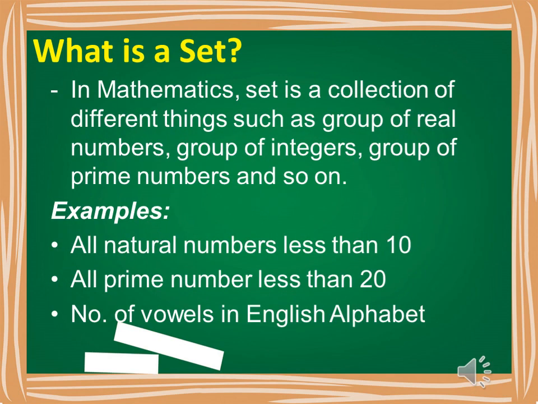So what is really a set in mathematics? In mathematics, a set is a collection of different things such as group of real numbers, group of integers, group of prime numbers, and so on. Examples can be all natural numbers less than 10, all prime numbers less than 20, and the number of vowels in the English alphabet.